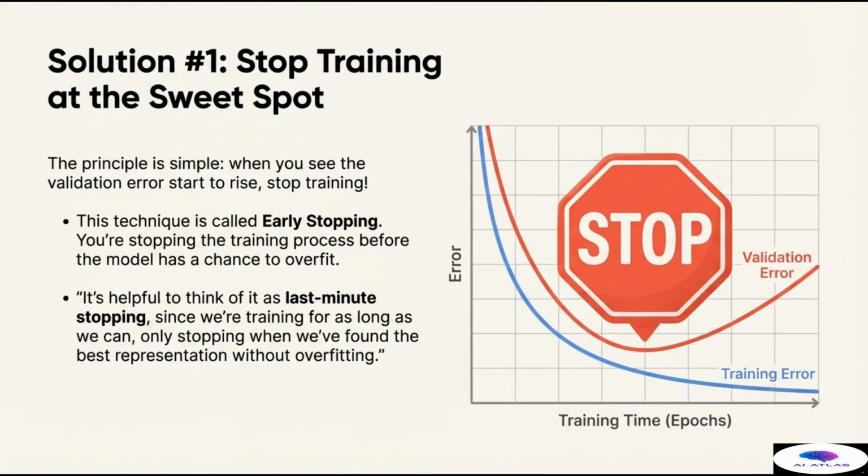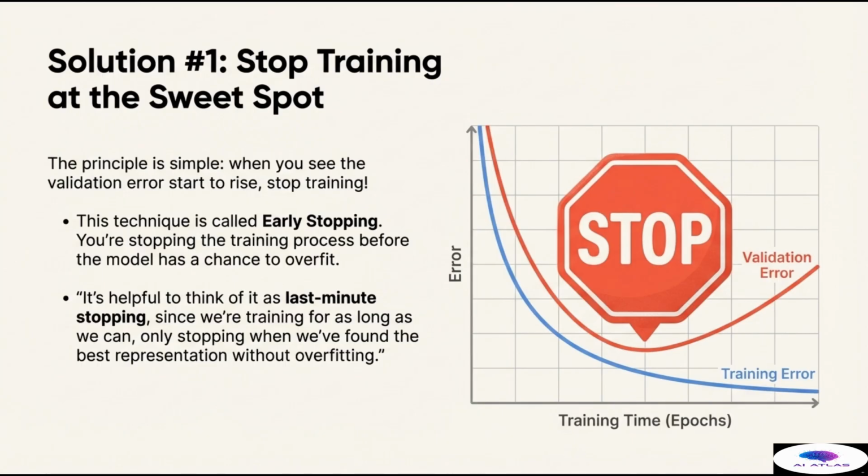Once we can accurately diagnose the state of our model using the error chart, we can apply solutions. The simplest and most fundamental solution is early stopping, and the principle is incredibly straightforward. When you observe the validation error begin to rise, stop training immediately. Early stopping is a powerful technique because it prevents the model from ever falling into the overfitting zone. We use the rising validation error as a tripwire. The validation set, which the model never sees during the actual learning step, serves as our impartial performance monitor.